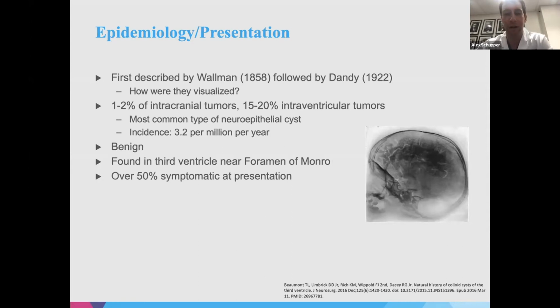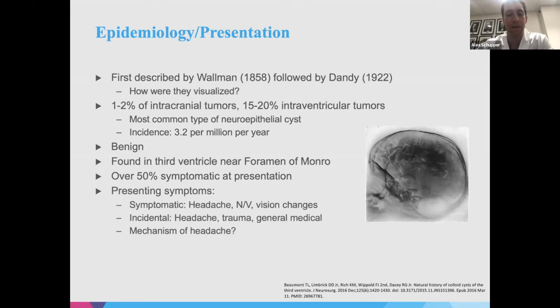Interestingly, there's some variation with this, but some reports in case series show that over 50% can actually be symptomatic at presentation, and we'll talk about why that's important later. And then these are some of the most common presenting symptoms: headache, nausea, vomiting, visual changes. And a very significant portion of these are found incidentally. The most common ways they're found incidentally include trauma and general medical workups, for example, a patient getting a head CT for other non-neurological or non-neurosurgical reasons.